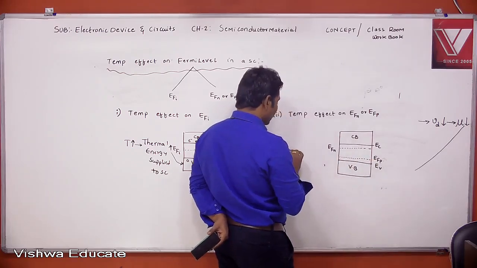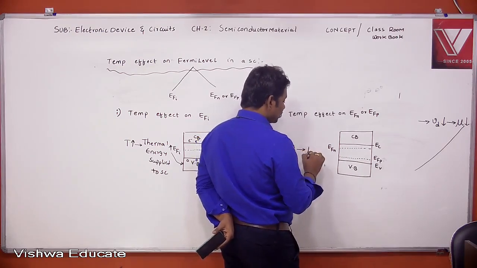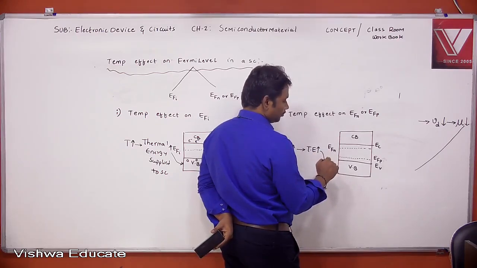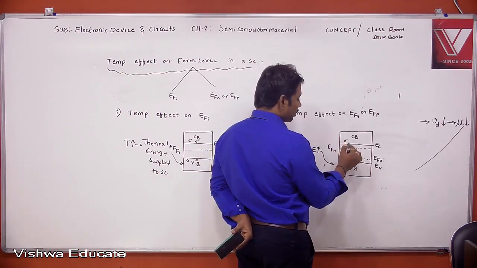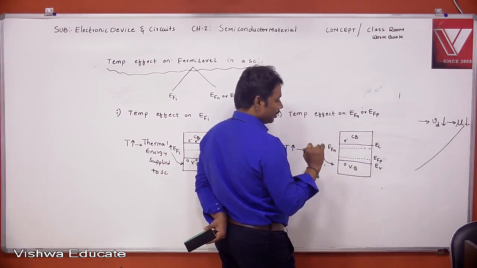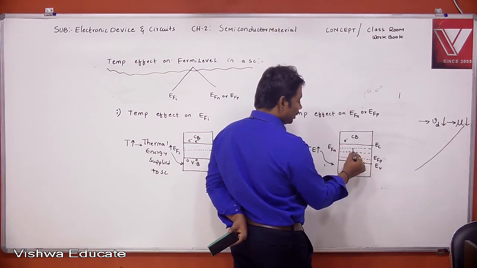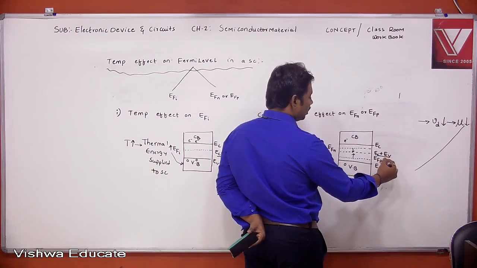Now, temperature is increased. What happened? If temperature is increased, the thermal energy supplied to the semiconductor is increased. This thermal energy is acquired by the valence electrons, and it can produce electron hole pairs. Then what happened to EFN and EFP? You know what happened to EFN and EFP? This EFN and EFP is moving towards the middle of the Fermi band.